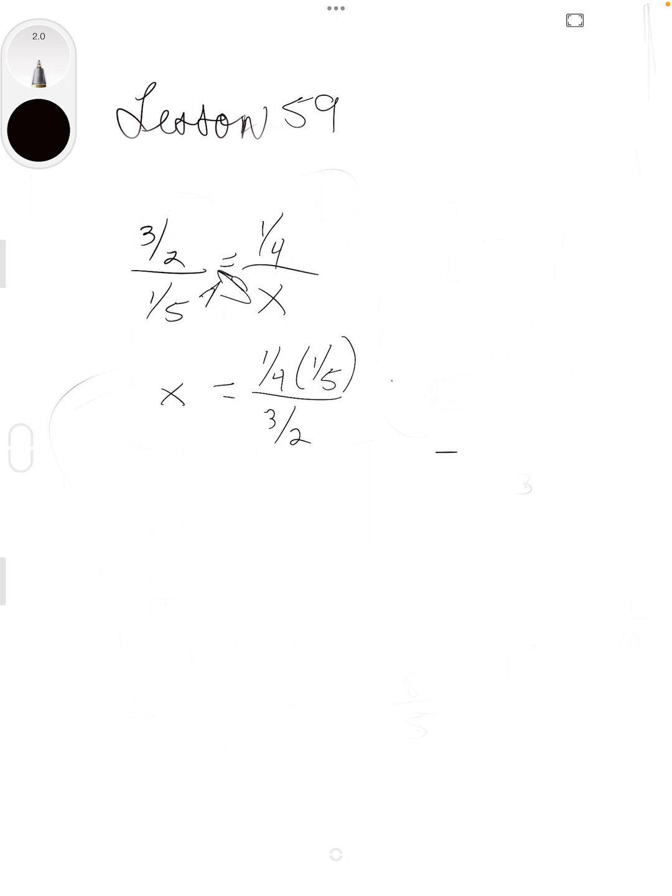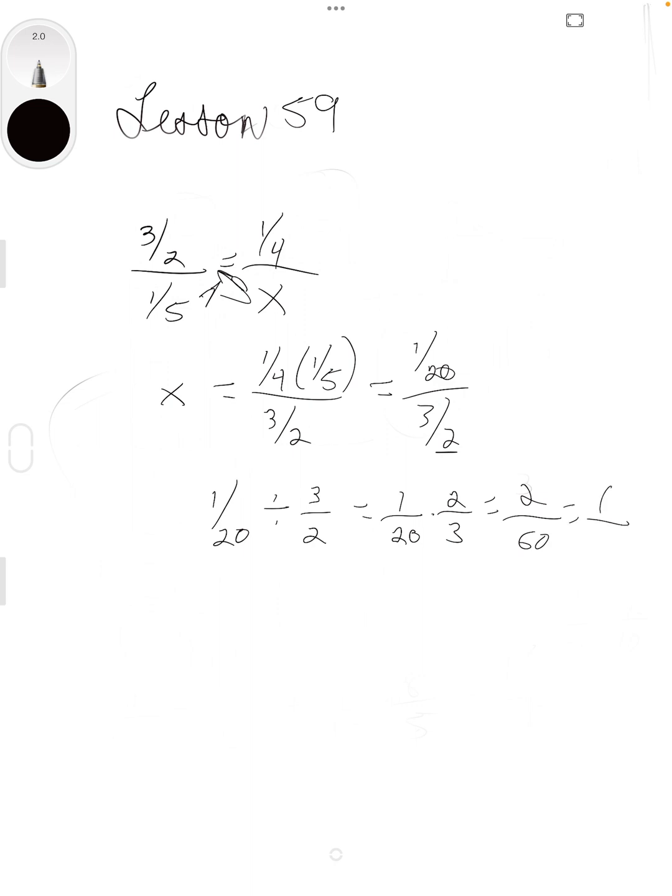Now I just have to do the math. And this becomes 1/20 over 3/2, which is 1/20 divided by 3/2, which is 1/20 times 2/3, which is 2 over 60, or 1 over 30. Answer.